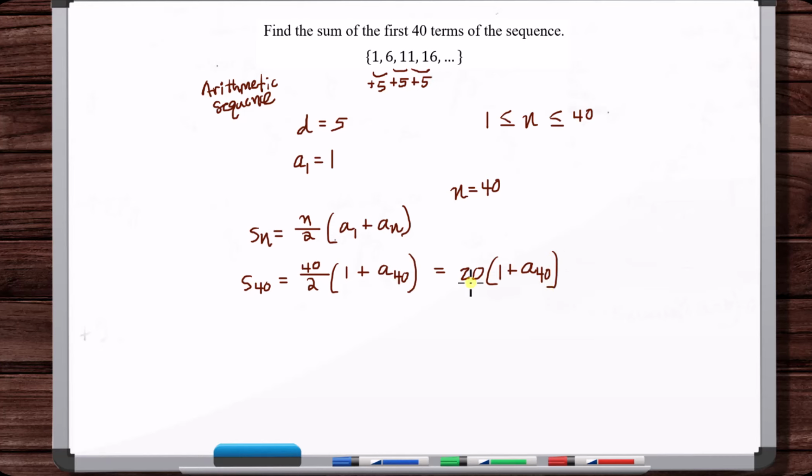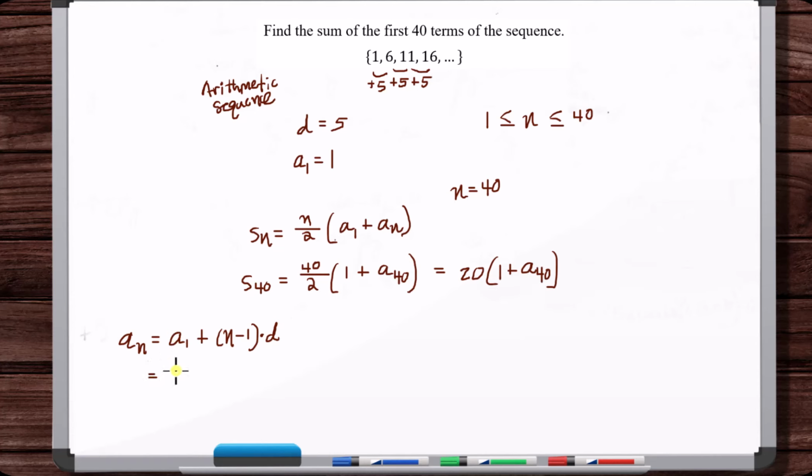That's what we're missing. How can we get a sub 40? Well, let's do what we did in previous problems. Let's write the formula for an arithmetic sequence. So a sub n is equal to a sub 1 plus n minus 1 times d. We did this in previous problems, where it asked us to find the 40th term of the arithmetic sequence. So we're just doing this again, right?